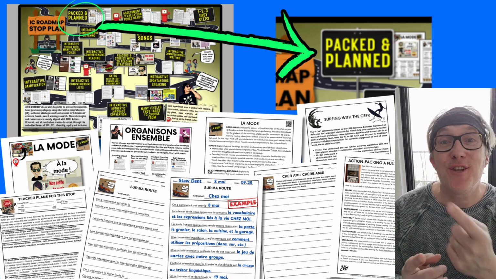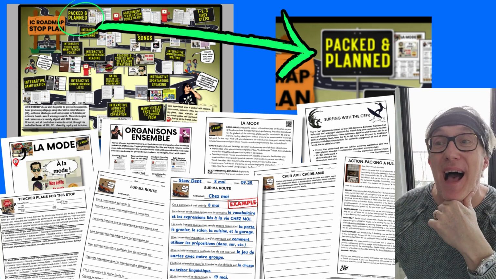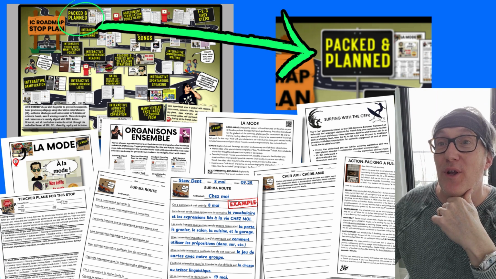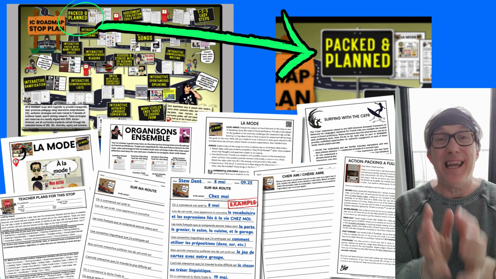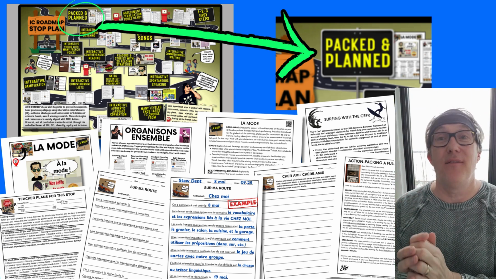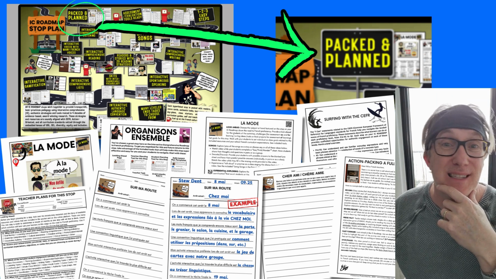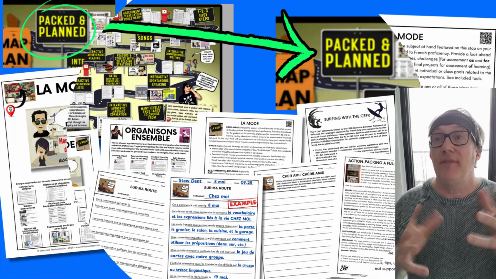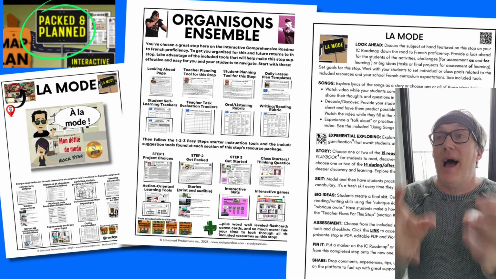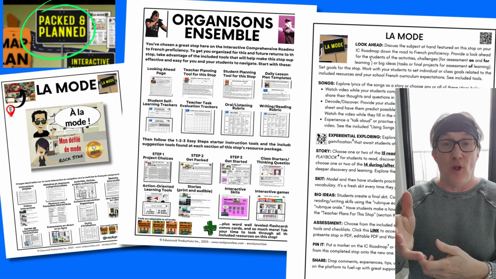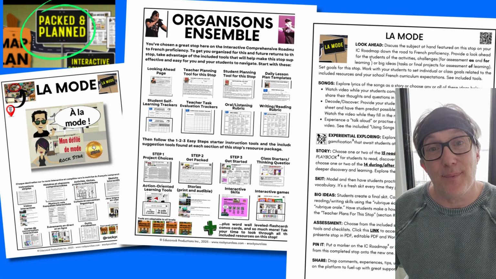So again, the first thing to notice here is that everything is packed and planned and ready for you. That means that you have all what you need front-loaded in front of this stop in this PDF. Let's just take a look at a couple of things that are here. You've got the entire Organisons Ensemble package there. And then you have the outline of what we're going to be doing on this stop.